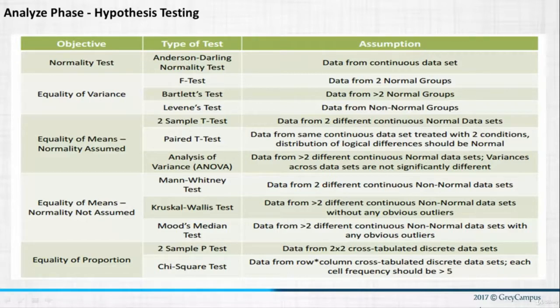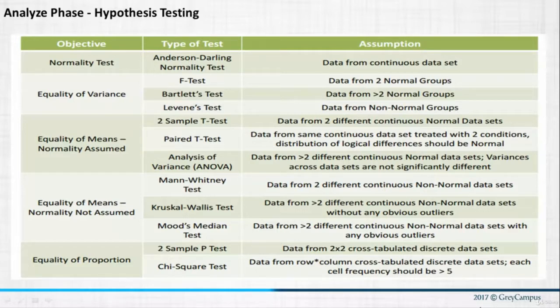The next thing is variance. Do we have equal variance between groups? We would select our test, either the F-test, Bartlett's test, or Levene's test, based on the number of groups that we have there.